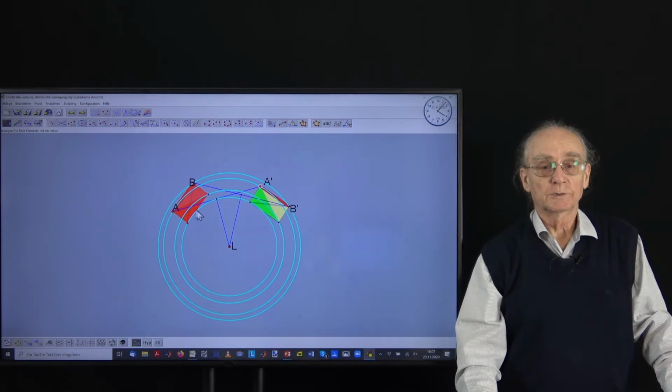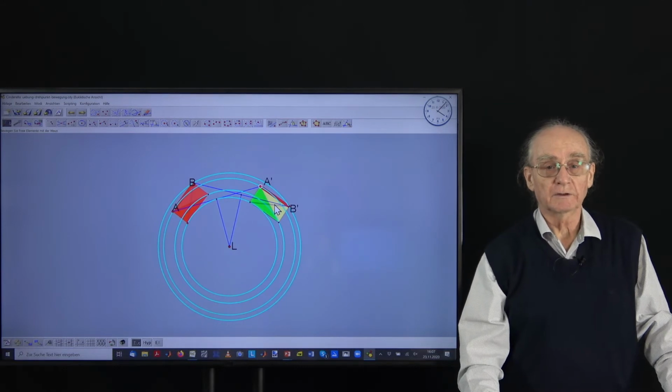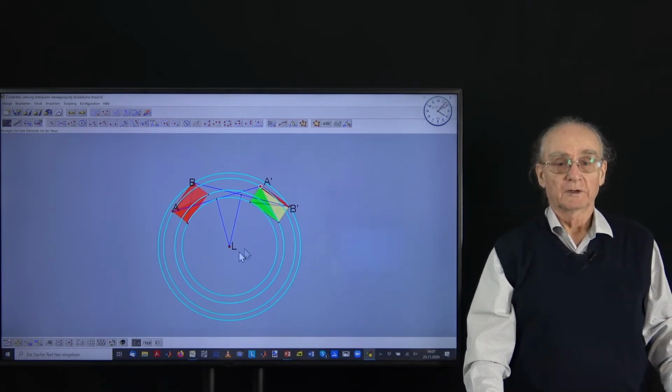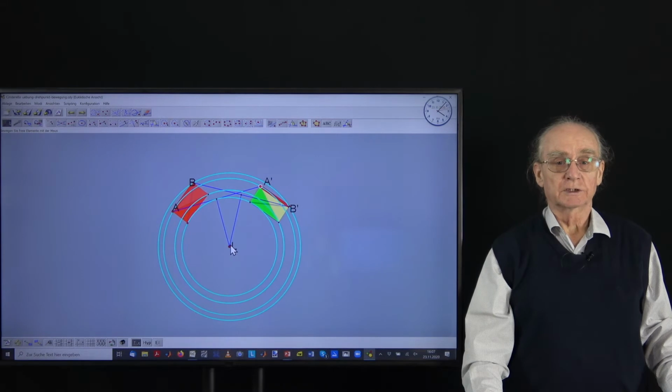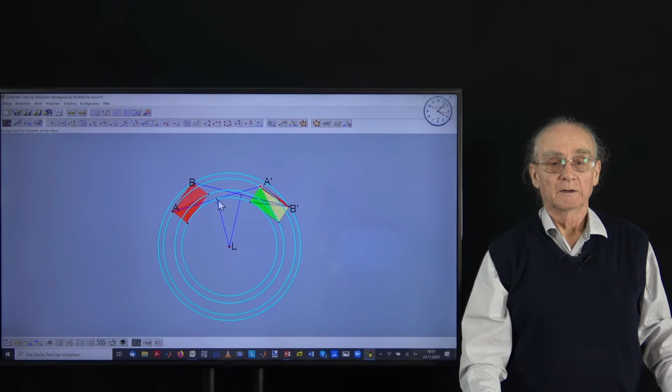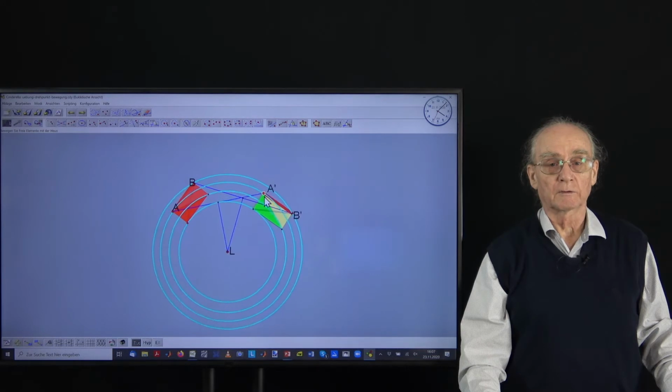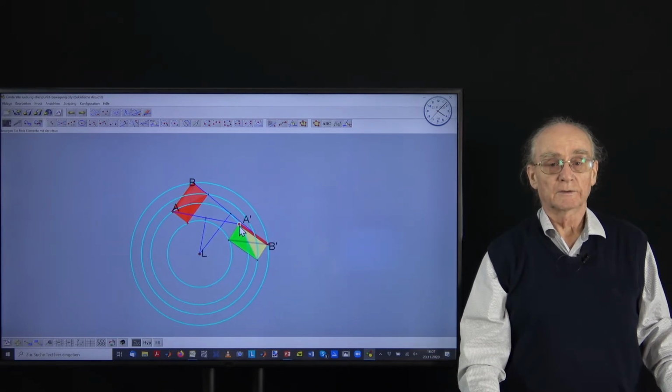Now, let's assume we are given this red and this green figure. We can easily derive geometrically this rotation point by connecting A and A prime and taking the mid perpendicular, and doing the same thing for B and B prime and taking the mid perpendicular. Intersecting those, we get the rotation point. This can always be done. So let's assume we move this green figure around. We'll see how the circles move, how the rotation point moves.